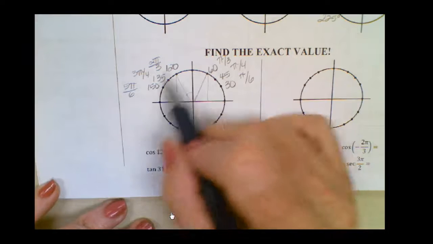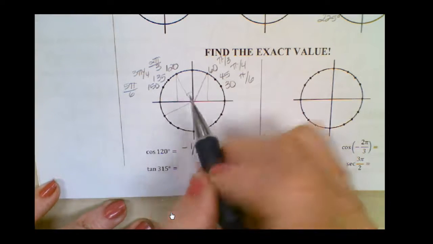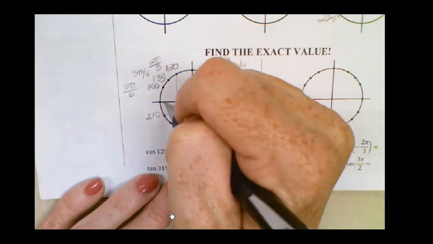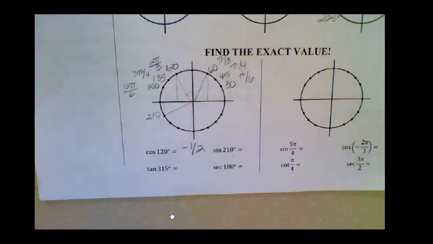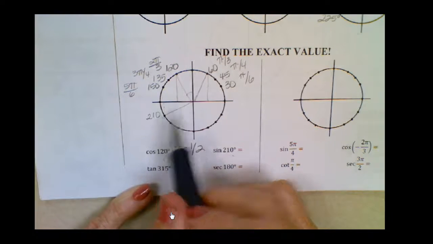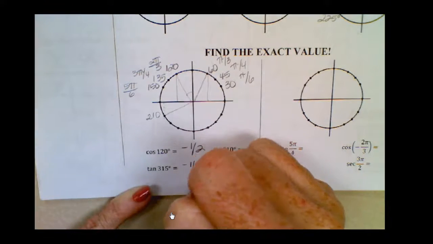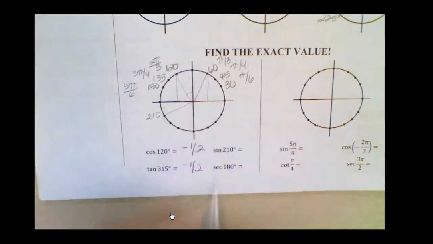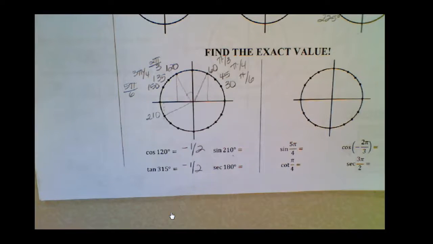So 210, I'm coming all the way around here. So right there I'm at 210. And I'm looking for sine, which is this distance here. So it's going to be negative, and I'm going down 1/2. Because in that triangle I know that my sine is 1/2, my cosine is negative square root of 3 over 2.